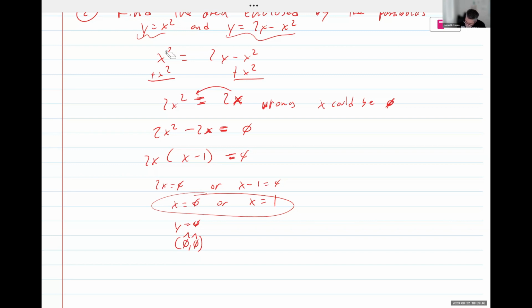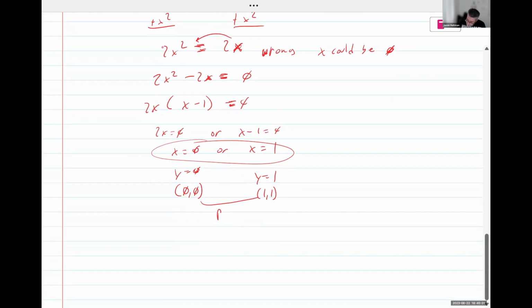And so we're at the origin, or when x is equal to 1, y is equal to 1. You can plug into either of them, and so this becomes (1, 1). So we have (0, 0) as a point of intersection, or (1, 1). And I go POI as point of intersection.